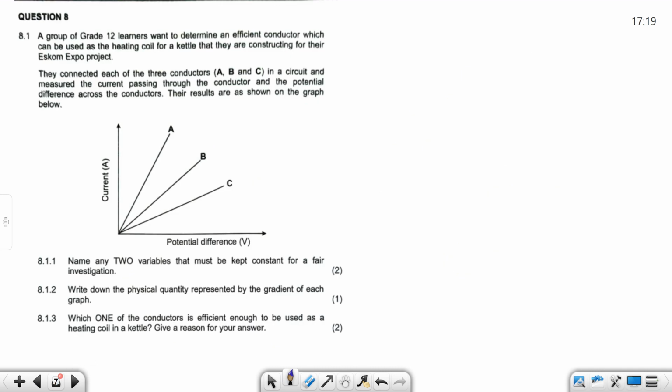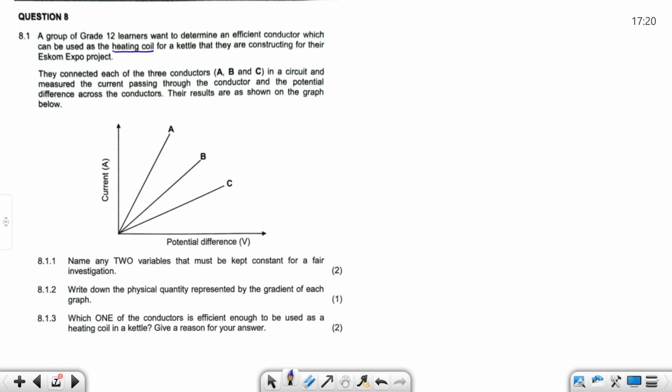A group of grade 12 learners want to determine the efficient conductor which can be used as a heating coil for a kettle that they are constructing for their ESCOM Expo project. What are we looking for? We are looking for an efficient conductor for a heating coil. So something must be hot. They connected each of three conductors A, B, and C in a circuit and measured the current passing through the conductor and the potential difference across the conductor. Lovely. So they measure the current and the potential.